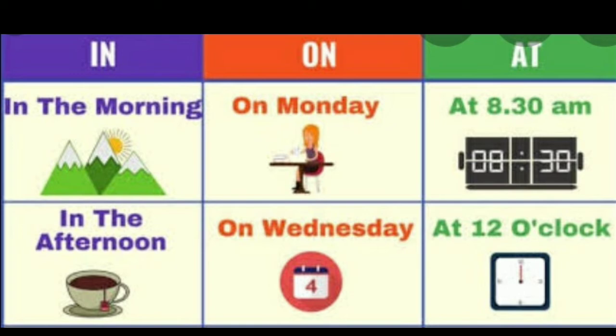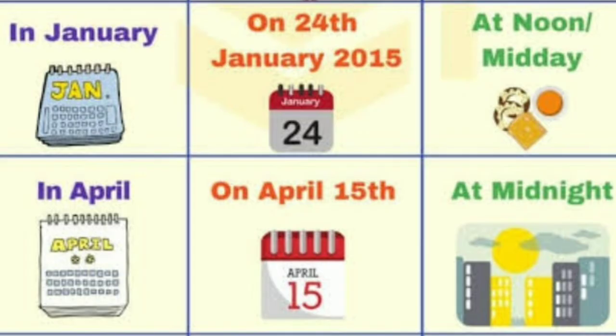In is used with parts of the day, month, year, and season. On is used with dates and days. At is used to denote a particular time, but can also be used to refer to indefinite periods. You can see the examples in the given pictures. In January, on April 15th, at midnight.